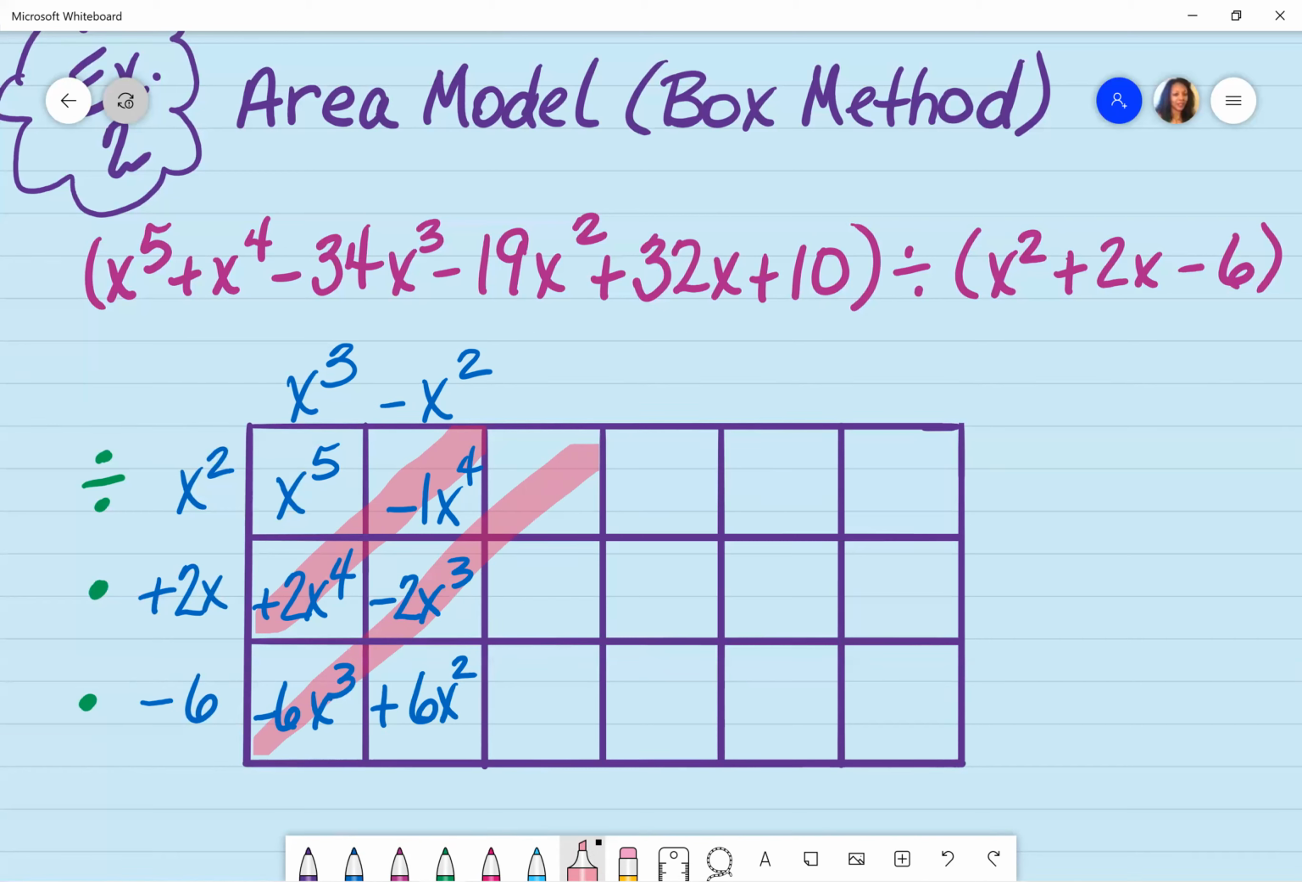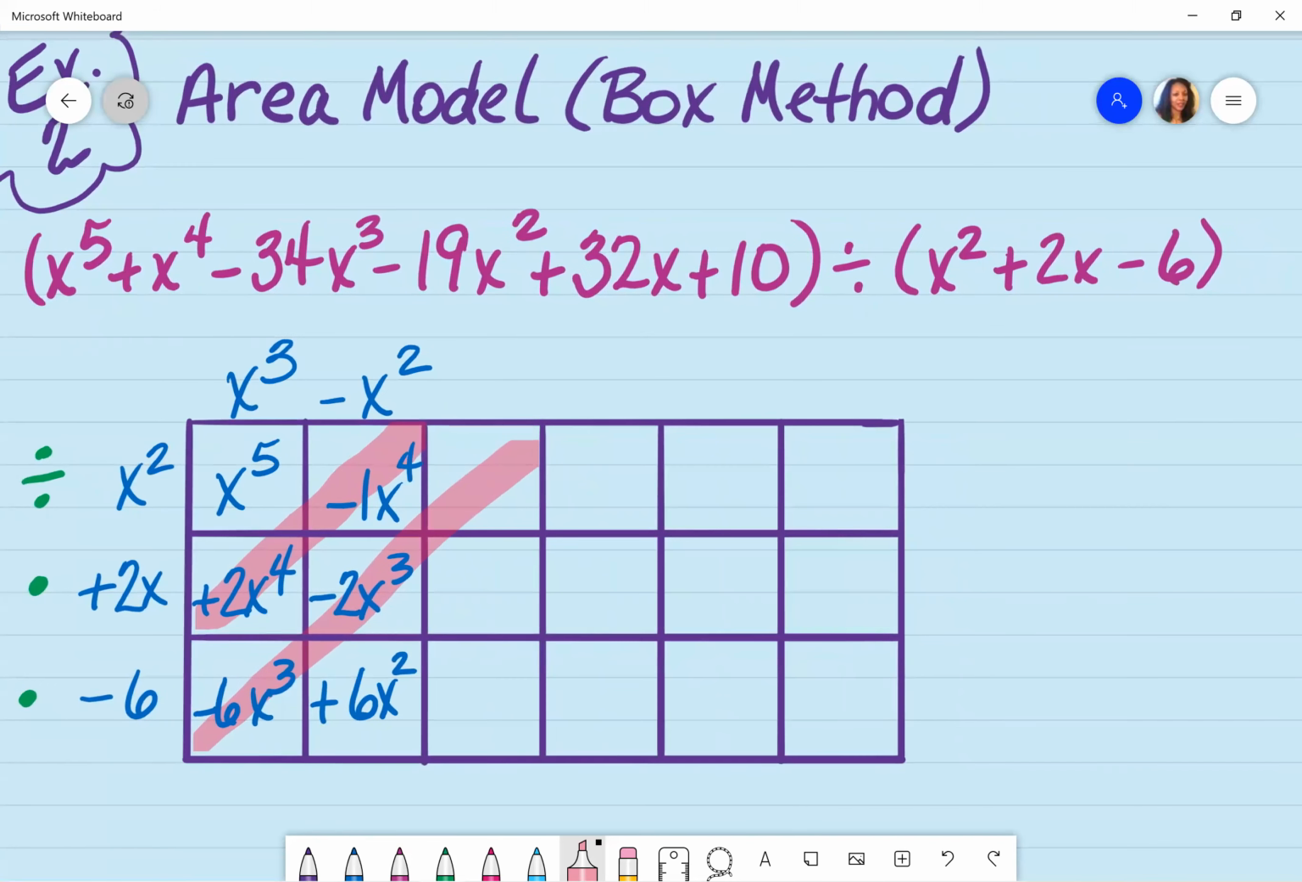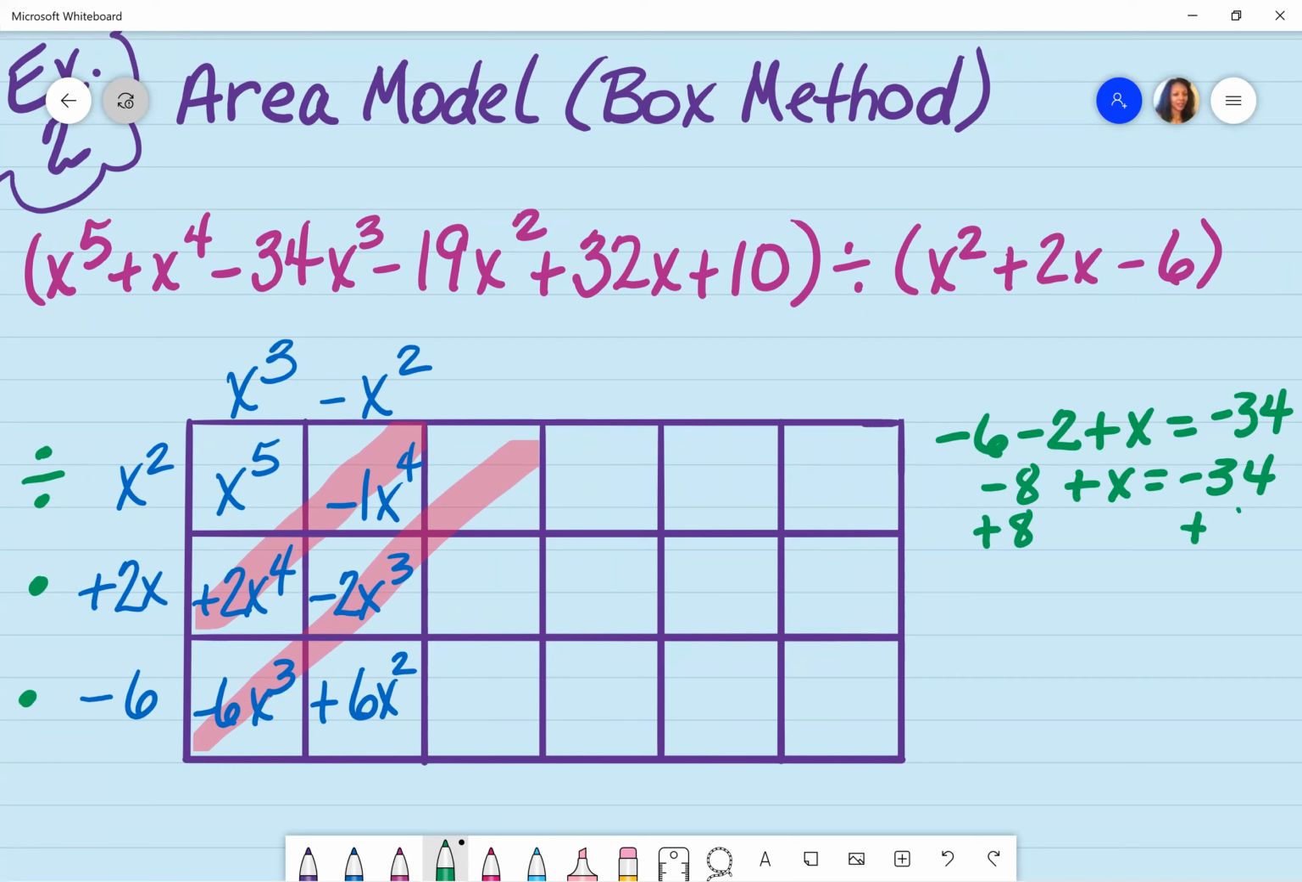So the way that you can do that is, let me move this over a little so I can show some work. Take what I already know. I have a negative 6, I have a negative 2, plus what will give me negative 34. So solve for x. Negative 8 plus x is equal to negative 34. And now if I add 8 on both sides, x becomes negative 26. So that's what I'm going to put in the first box, negative 26, but again, the same variable and the same exponent.